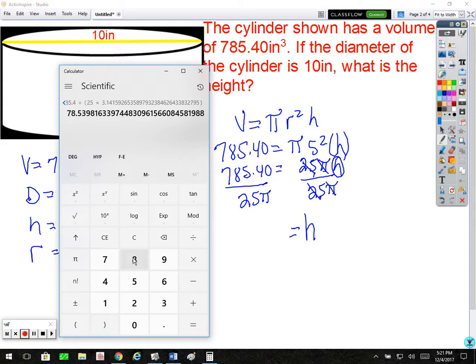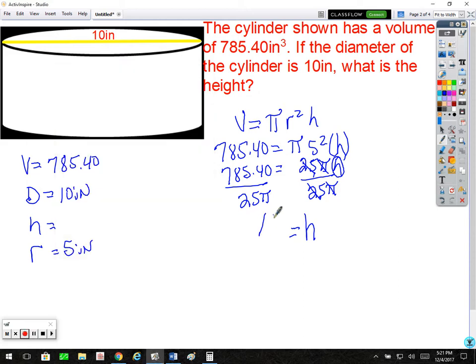We just put in 25 pi. Well, if I hit enter, then I come up with 10. Okay, so the height of this cylinder is going to be 10. All right. So as you can see, we can work back and forth. We can go multiple ways with this, but we're looking for the height on this one. And in this case, the height of this one is going to be 10 inches from top to bottom.